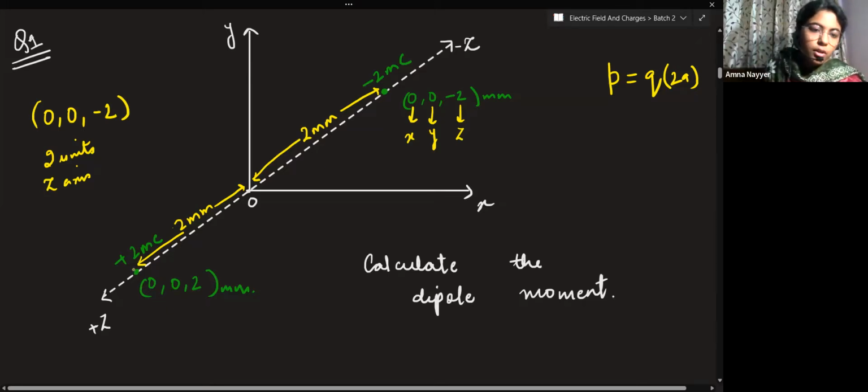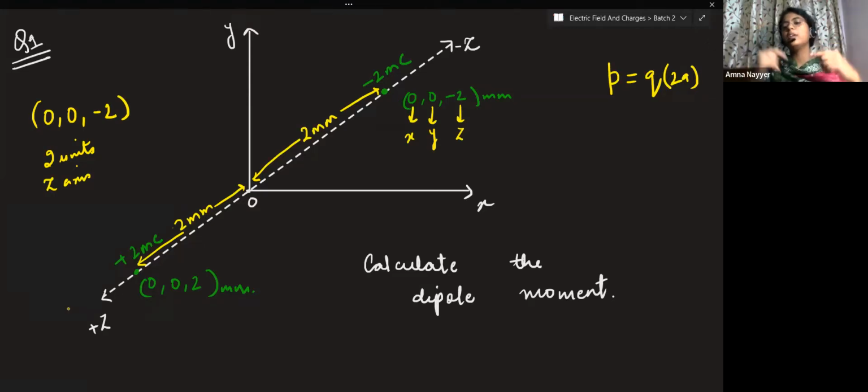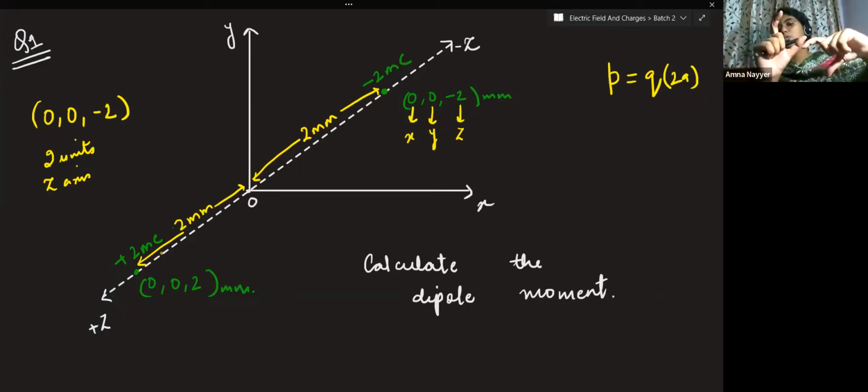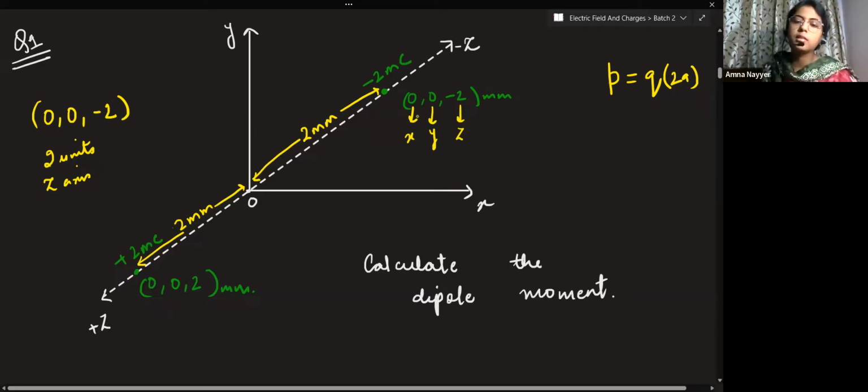Then we see the coordinate of the positive charge. It is 2 units on the z-axis again. So you again mark 2 millimeters on this z-axis. But what do we consider while calculating the dipole moment? We see the separation between the two charges. Total separation between the two charges: from the origin one is 2 millimeters, from the origin the other one is 2 millimeters. You take out the total distance. This becomes 4 millimeters. All right, Fatma, is it clear now?